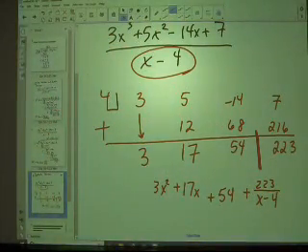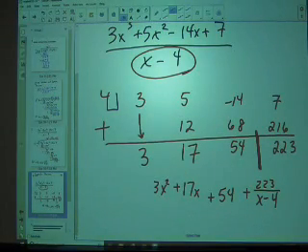Questions about that? Did it match? Yes, it did. So it works the same way. It gives you the same results.